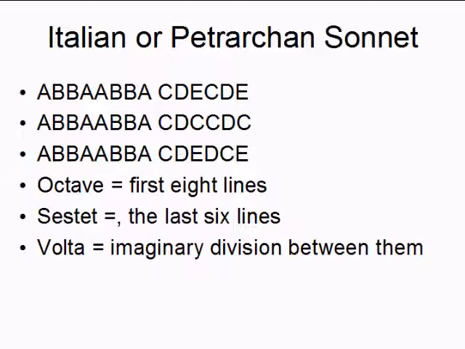The first sonnet form, the oldest of the three, is the Italian or Petrarchan sonnet. These sonnets have a rhyme scheme that begins A-B-B-A, A-B-B-A, and then ends with 6 lines that rhyme either C-D-E, C-D-E, or C-D-C, C-D-C, or C-D-E, D-C-E. We divide Italian sonnets into 2 parts. The first 8 lines we call the octave, and the last 6 lines we call the sestet. These 2 parts of the sonnet are divided by an invisible line. We call this the volta.